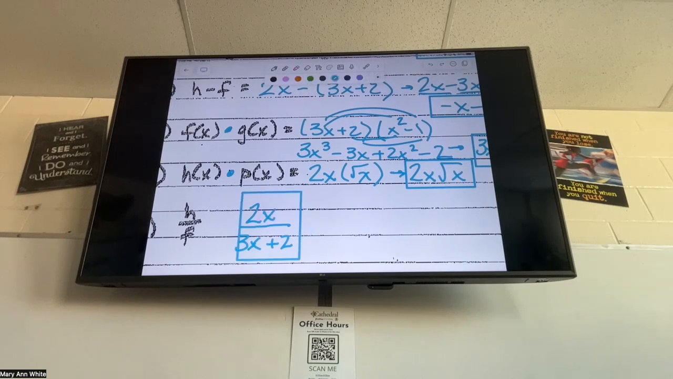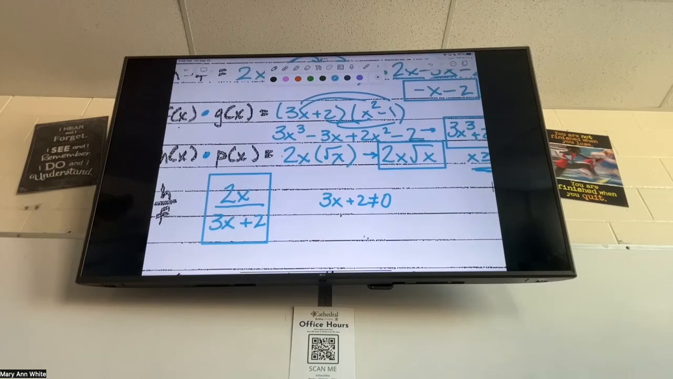However, I do have something to worry about here. My denominator cannot equal what? 0. So that is not part of my domain. So I say 3x plus 2 cannot equal 0. So 3x cannot equal negative 2, and x cannot equal negative 2/3.